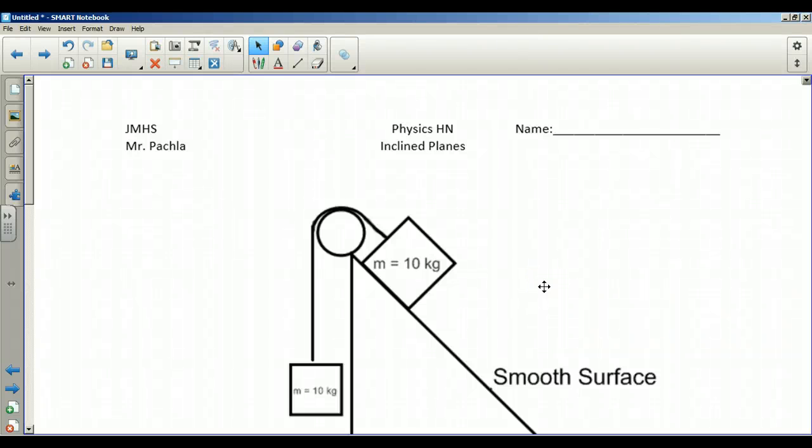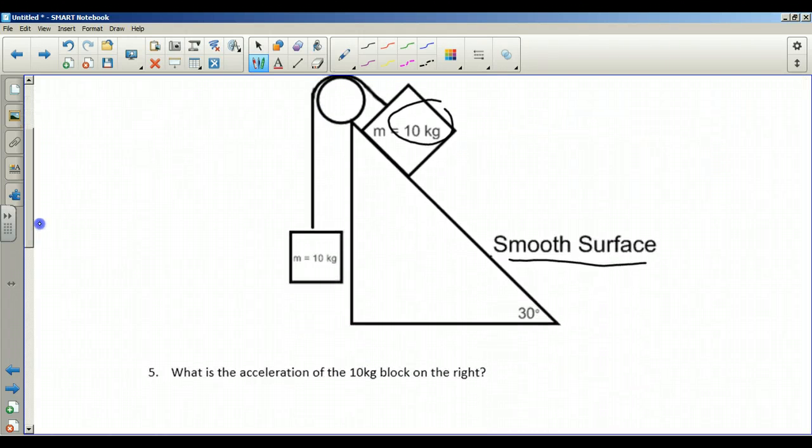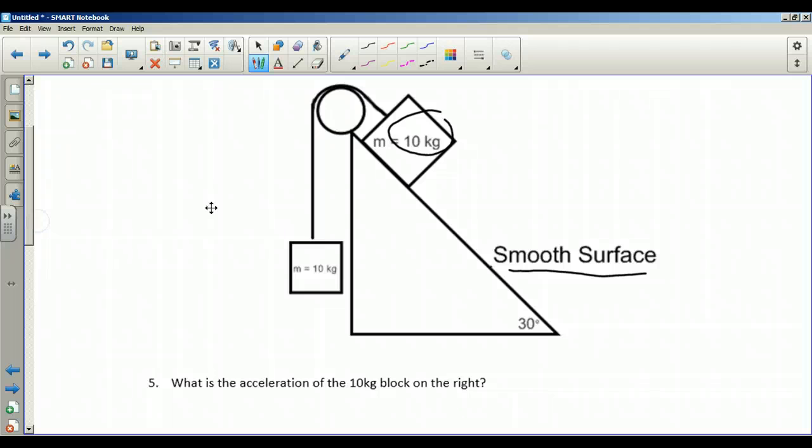For my next trick, we've got an inclined plane with a pulley. We're removing friction this time, but you never know what's going to happen in the future. So we've got this smooth surface. We have our 10 kilogram block still up here, but now it's attached to a pulley. This is a massless pulley and a massless string. So we know, based on what we've looked at previously, that the tension throughout the pulley is the same.